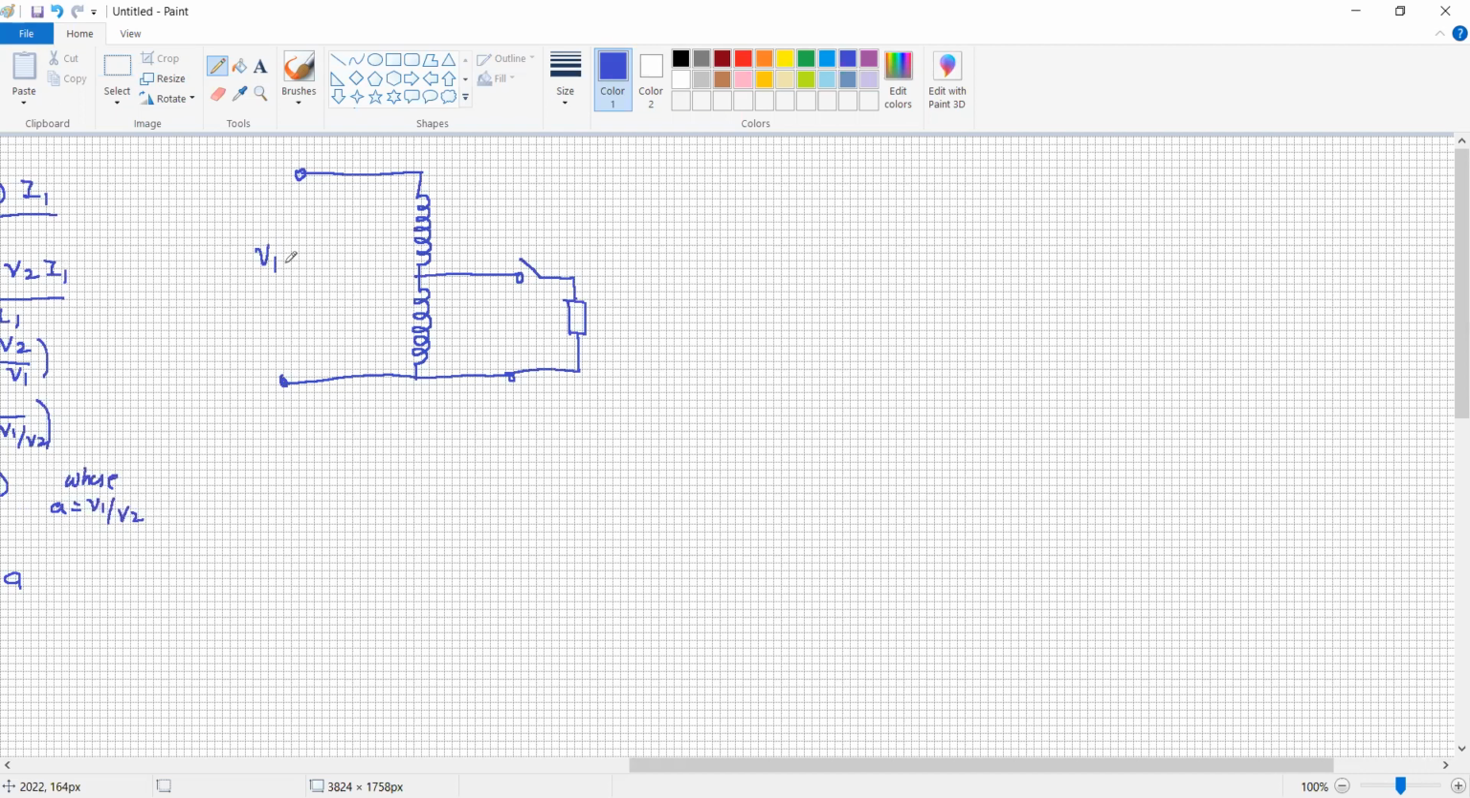So this voltage is V1. The total number of turns from A to C is N1. At terminal B, the number of turns is N1 minus N2. This is the voltage V2, and the number of turns is N2 here. Current is I2 minus I1, and here it is V1 minus V2. The secondary terminal current is I2, and the primary terminal current is I1.